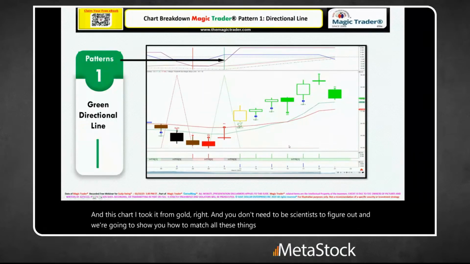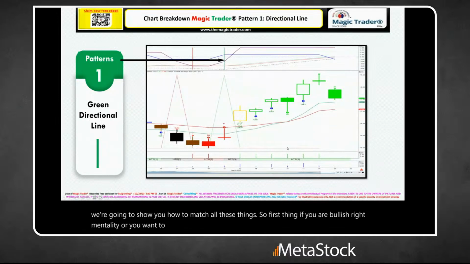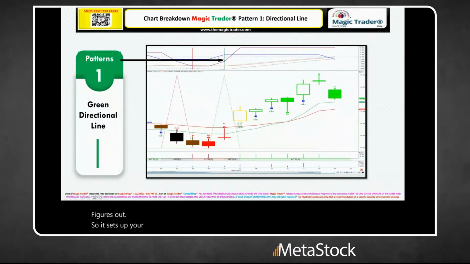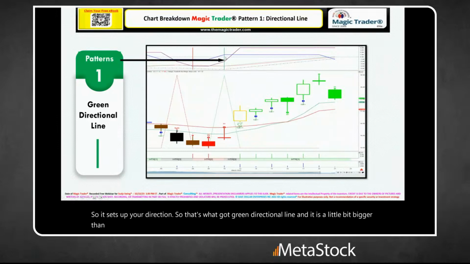So first thing, if you are bullish, right, mentality, or you want to believe to go long all the time, what are you looking for? First of all, in a health window, this vertical line is the direction line. It automatically figures it out, so it sets up your direction. So that's what is called the green directional line. And it is a little bit bigger than the other lines. So that is the direction line in a health window.